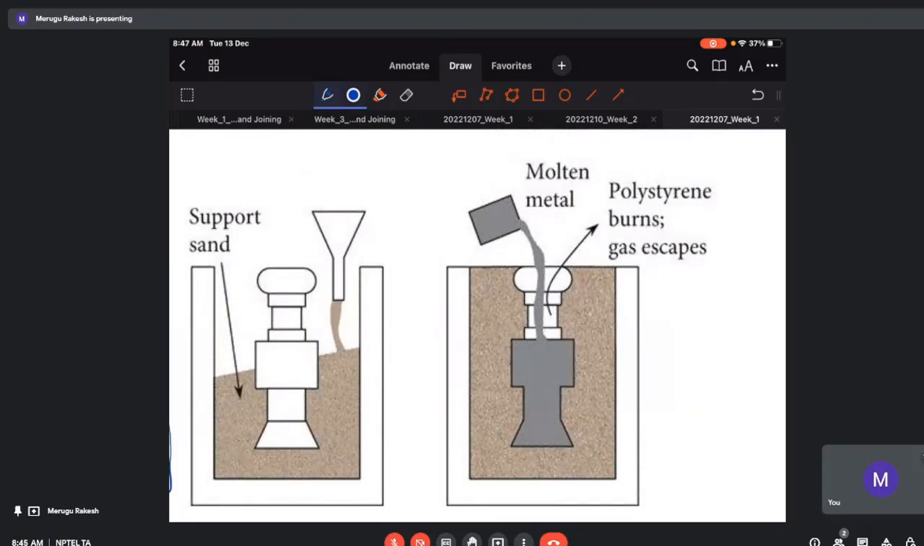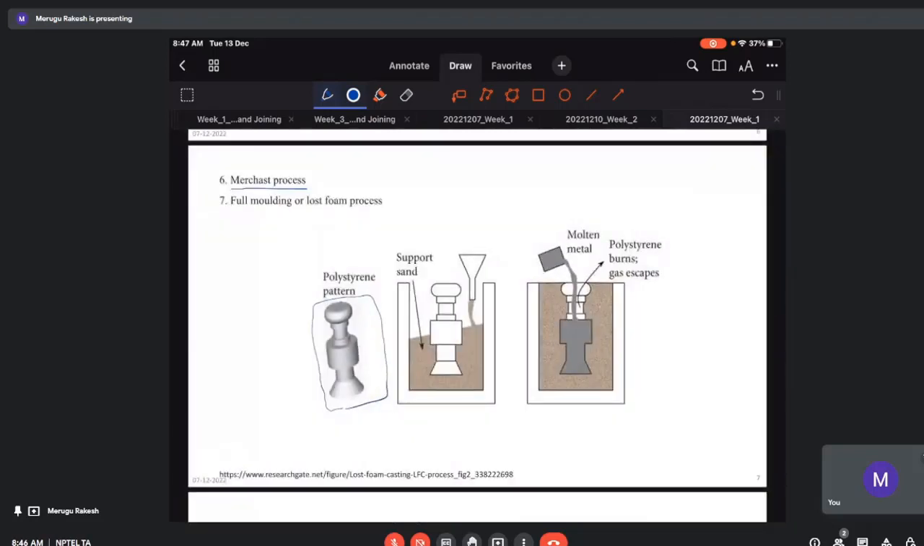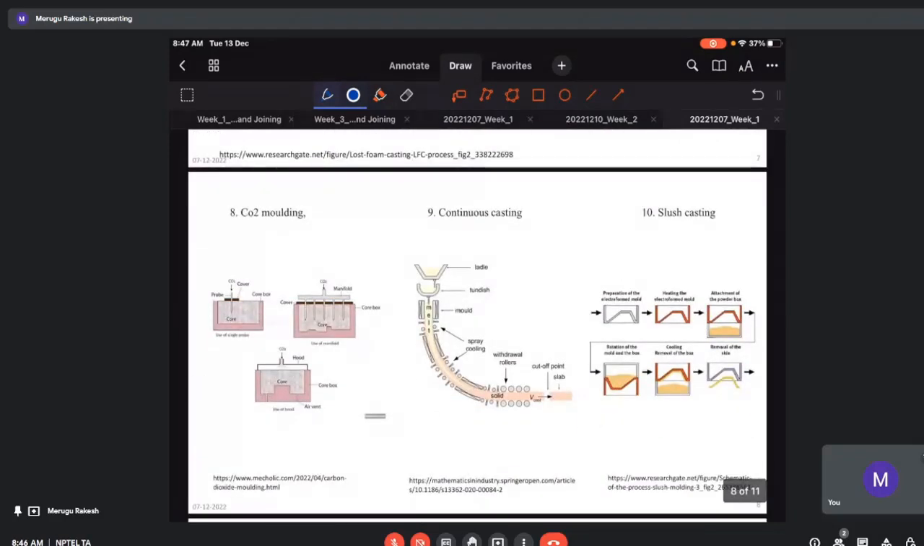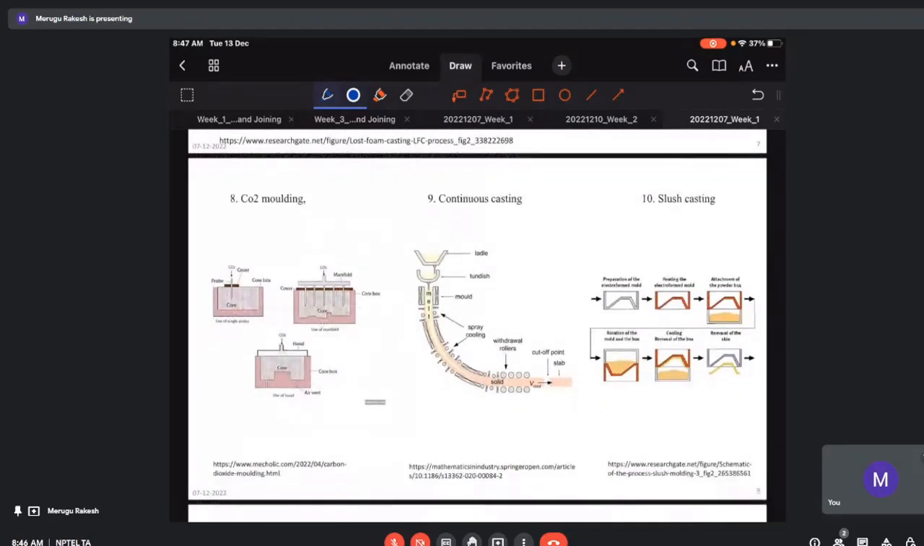This pattern gets evaporated instantly when it comes in contact with the molten metal. Once everything is removed, we get good quality castings with only minor defects. So this is lost foam casting, where the foam is completely expended in this process. Remember it. Now coming to the final three special types of castings.